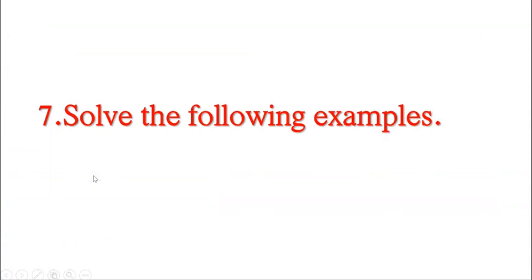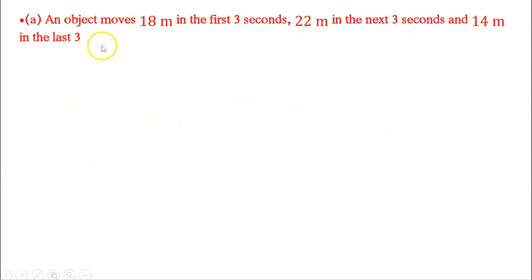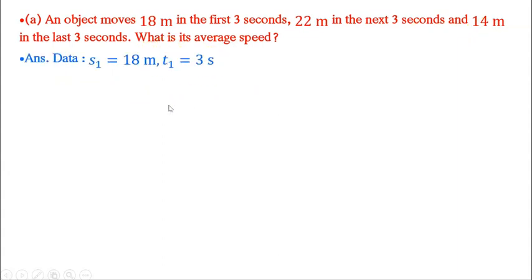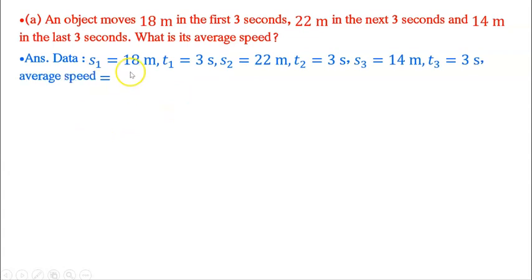Now, the next question. Solve the following examples. First, an object moves 18 meters in the first 3 seconds, 22 meters in the next 3 seconds, and 14 meters in the last 3 seconds. What is its average speed? Here S1 is equal to 18 meters, T1 is 3 seconds, S2 is 22 meters, T2 is 3 seconds, S3 is 14 meters, T3 is 3 seconds.